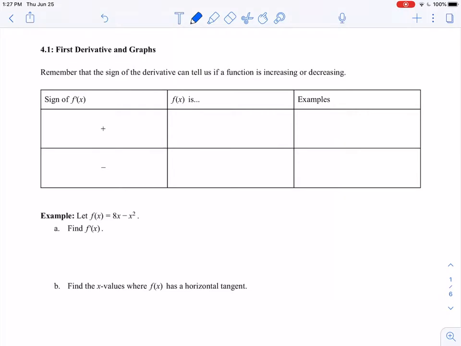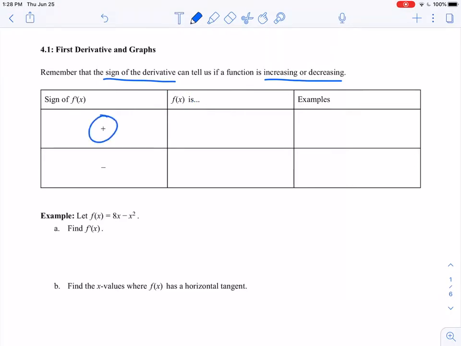So remember that the sign of the derivative can tell us whether a function is increasing or decreasing, because the derivative really tells us rate of change. So if we have a positive derivative, that means we have a positive rate of change. That means our original function... So I want to draw this distinction. Here we're comparing the sign of f prime of x, the sign of the derivative, with the original function.